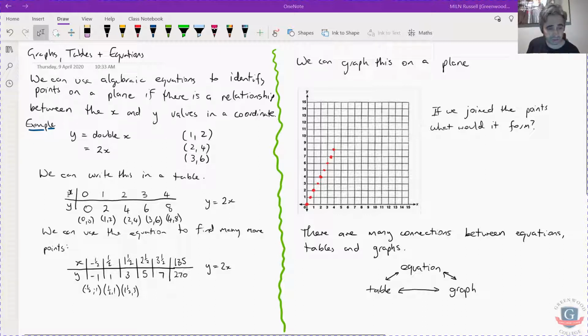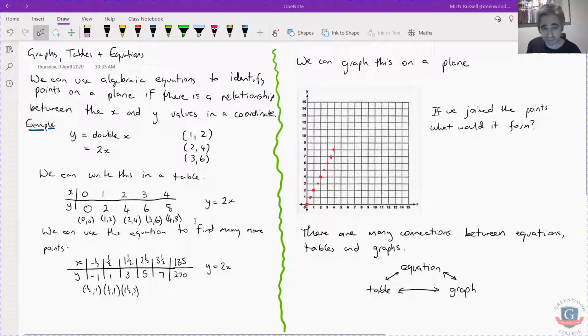If x was 0, we'll put all the x values on the top and all the y values on the bottom. If x was 0, y would be 0. If x was 1, we'd double it, and that would become 2. If x was 2, we'd double it, and that would become 4, so on and so forth. Then we could write some coordinates underneath: 0, 0, 1, 2, 2, 4, 3, 6, 4, 8, so on and so forth.